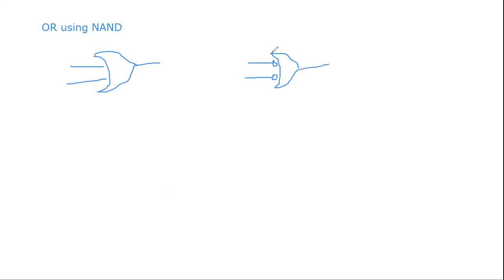Next step is add equivalent bubbles. Here I added 2 bubbles. So equivalently you have to add 2 more bubbles. Okay. Next, what we have to do? Replace bubbled OR with NAND, right? We have 2 bubbles and replace the circuit with NAND.